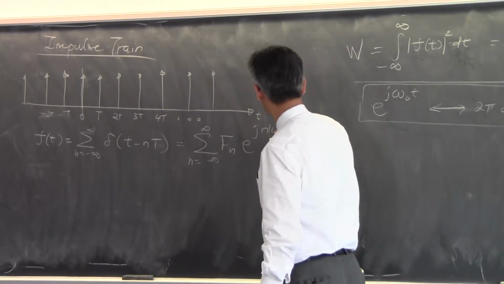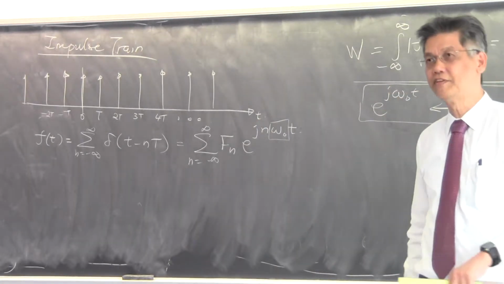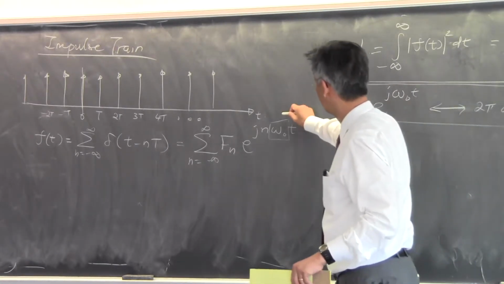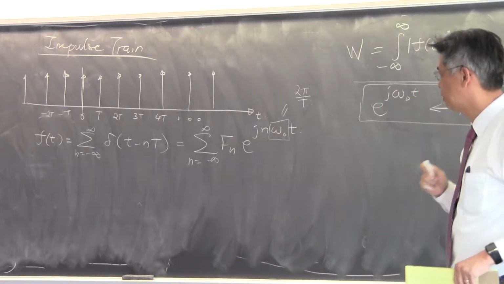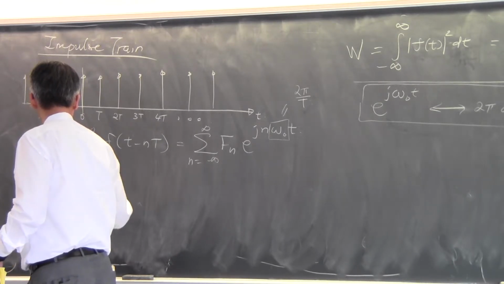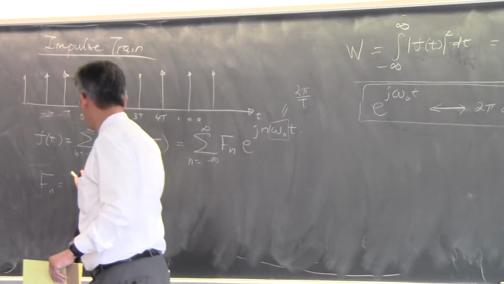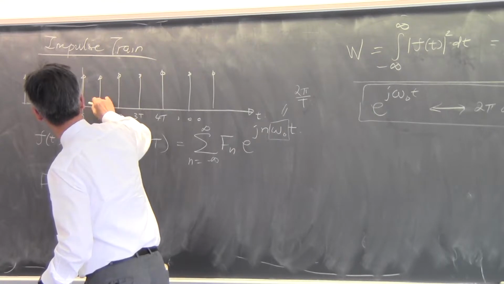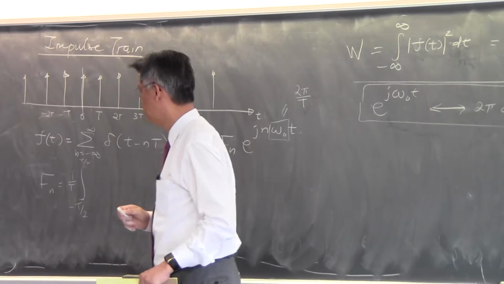What is the period? What is the fundamental frequency I should plug in here? Take a look at this periodic signal. How often does it repeat itself? T. So the fundamental frequency should be 2 pi over T, just like what you have learned before. And how do I find F sub n? You remember your Fourier series formula? 1 over T, very good, times the integral over one period. To be clever, I just pick the period from minus T over 2 to T over 2, so it just picks up one impulse.